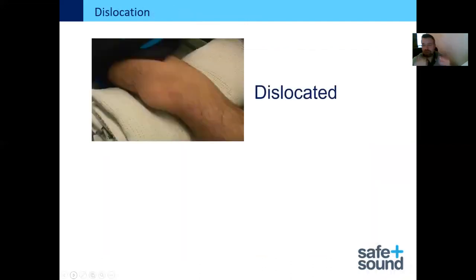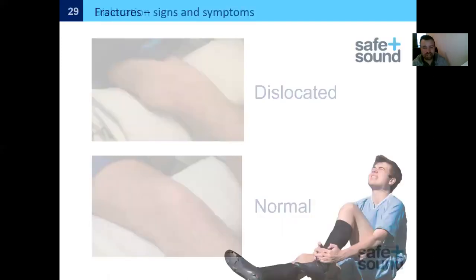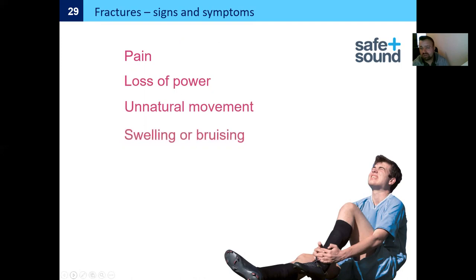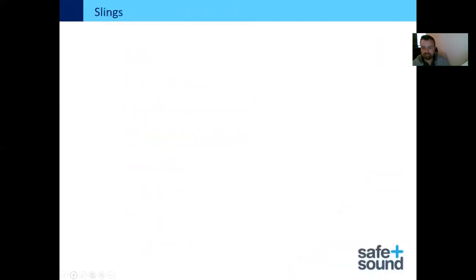So dislocations, when the ball or socket or the joint has come out, so you can normally see those. So dislocated and normal, just so you've got something to compare to. And then the signs and symptoms: pain at the site, loss of power, unnatural movement, swelling or bruising, deformity, irregularities, crepitus. So crepitus is this. So the bones grinding against each other, and very tender to touch.